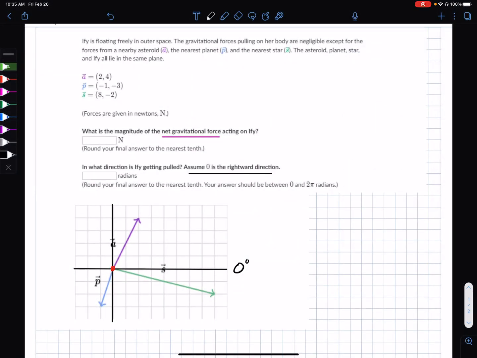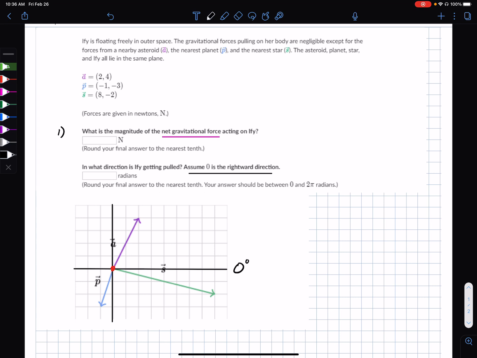Okay, we've got a problem here about a person floating freely in outer space under the influence of just a planet, an asteroid, and a star in terms of gravitational forces. So we're looking for the magnitude. First question is the magnitude of the net gravitational force acting on Iffy. And then in what direction is Iffy getting pulled? Assume 0 is the rightward direction, which is pretty standard. We always assume the right or the positive x-axis is where 0 degrees is, and then it swings from there.